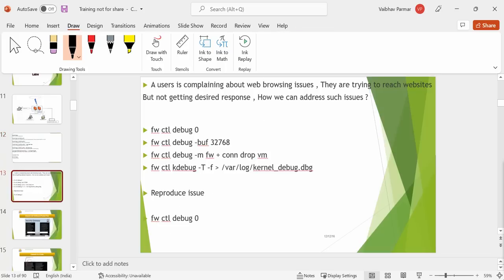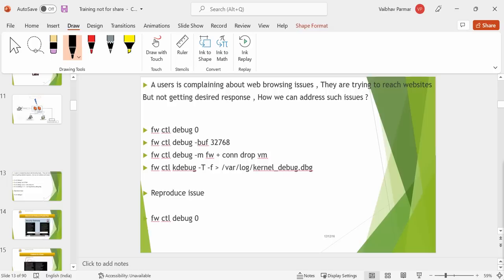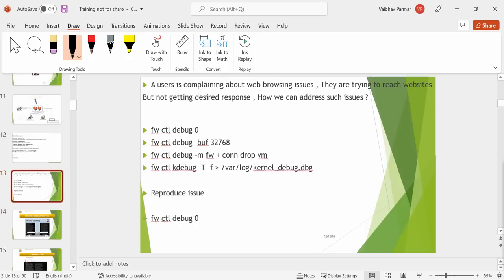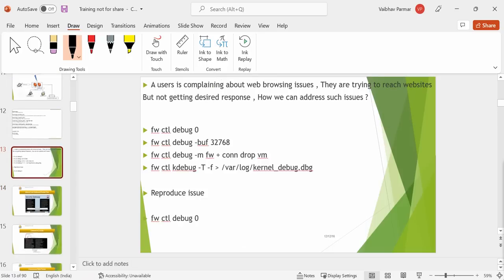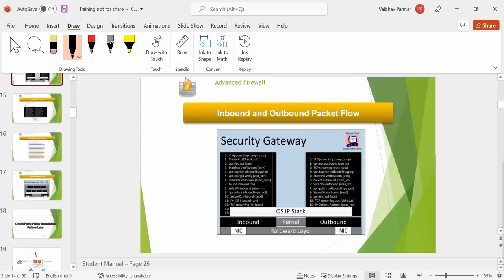So I think this is the scenario based troubleshooting. We'll be giving that tomorrow, and then we'll be talking about the kernel, how the packet gets processed via the kernel, then the connection table formats and everything.